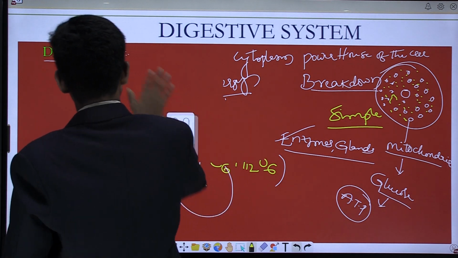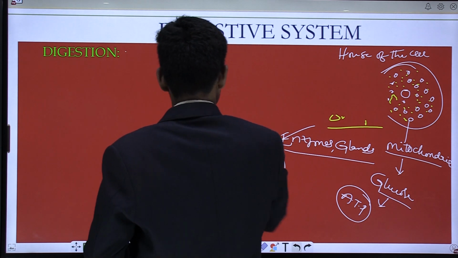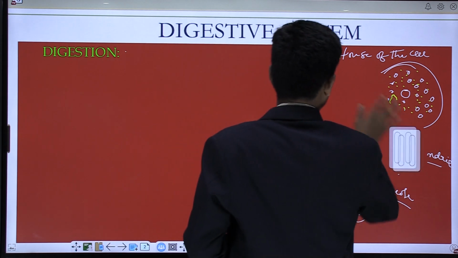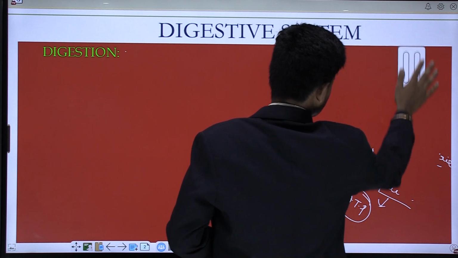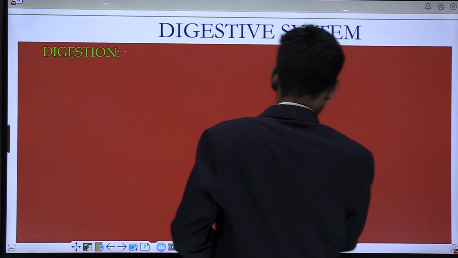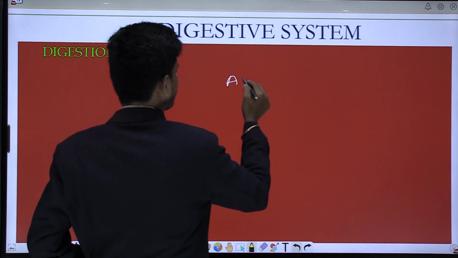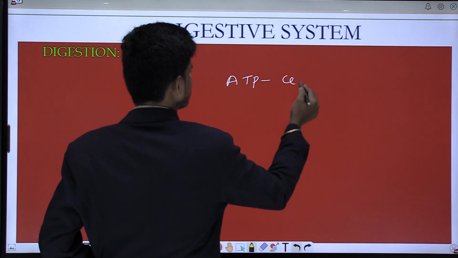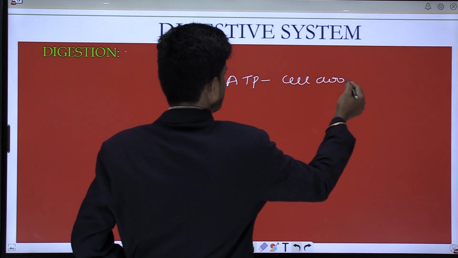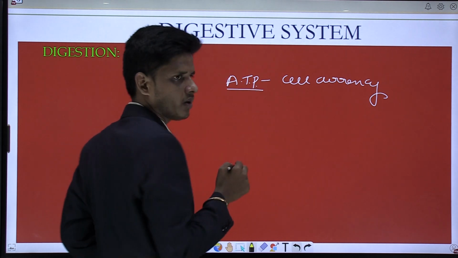So, I would say ATP means adenosine triphosphate. What is that? Adenosine triphosphate. And this particular ATP is supplied and supplemented to every cell of the body. So, this ATP is called the cell currency. What is that? ATP is called the cell currency.